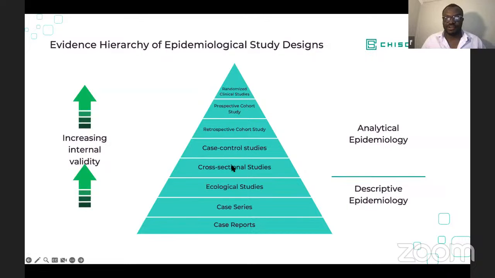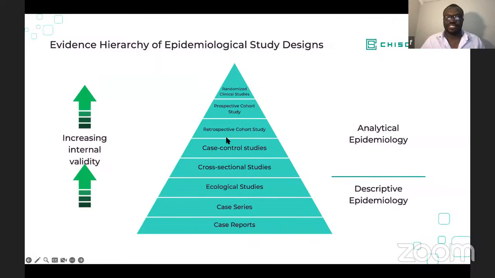Ecological studies and cross-sectional studies are similar, yet different. Ecological studies are observational studies where the unit of observation is a group. In contrast with cross-sectional studies, the unit of observation is an individual. But both cross-sectional and ecological studies are studies where the exposure and the outcome are both captured at the same time. So we say they're captured in the same snapshot in time.